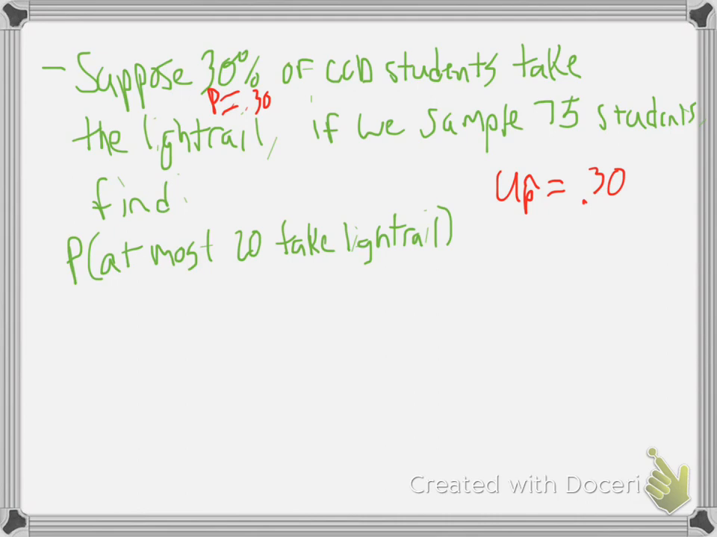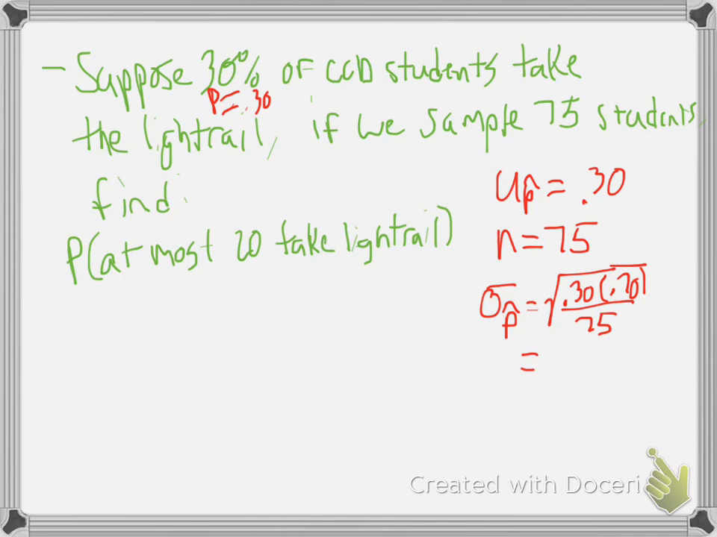And then the standard deviation, let's keep going. 30% take the light rail. If we sample 75 students, that tells us that n is 75. Okay, so then from there the standard deviation of the p-hats is the square root of 0.30 times 1 minus 0.30, which is 0.70, over 75. Plug that in, and you get 0.0529, which tells us that the standard error is about 5%. So usually with any estimate, you expect it to, on average, be about 5% away from the mean.